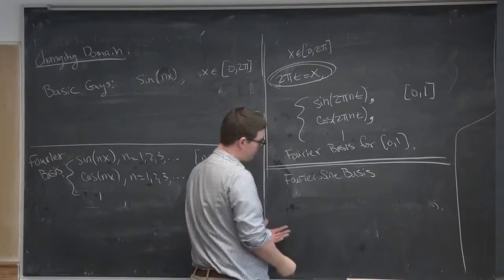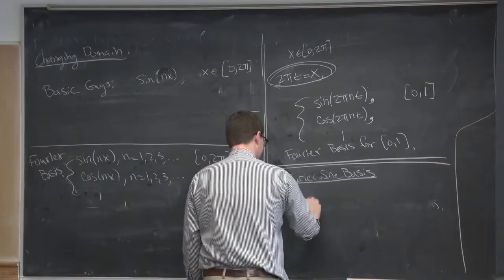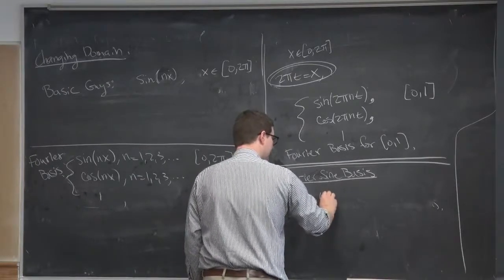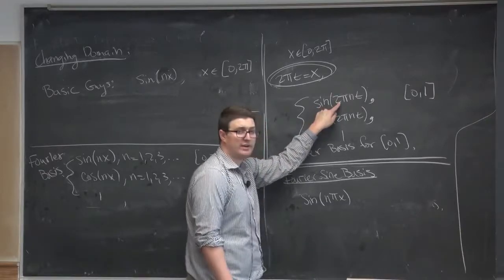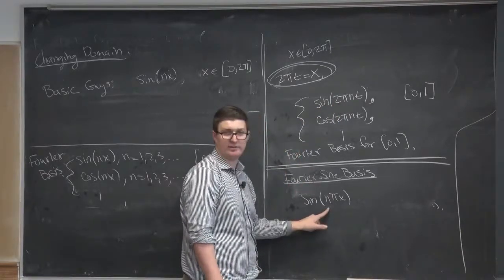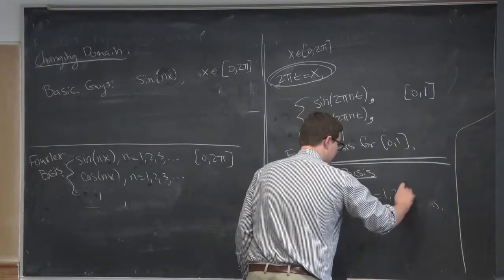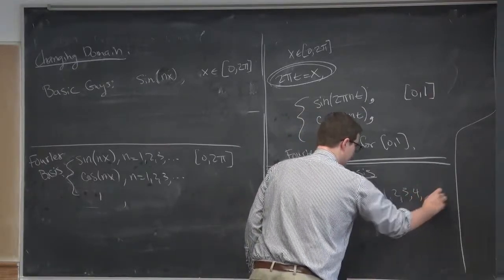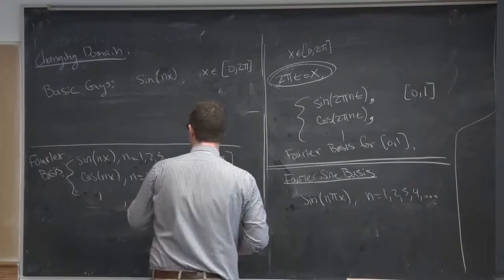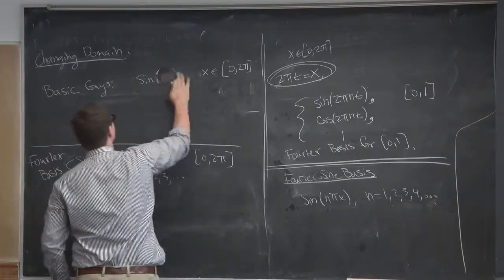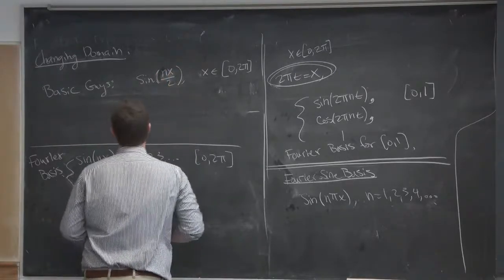And this is the one that we introduced first. It came from our vibrating string problem. And this is sine of n pi x. So notice here that there's a 2 here, and there's not a 2 here. Okay? For n equal to 1, 2, 3, 4, and so on. Okay? So the basic one here is nx over 2.